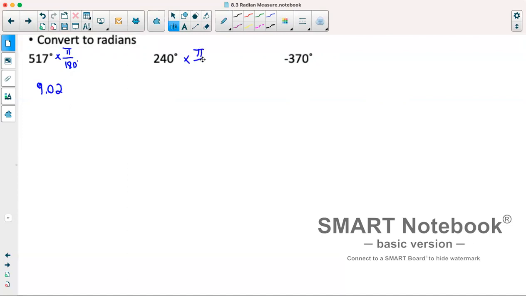240 will multiply by pi and divide by 180. And with numbers like this, where it looks like we can reduce to lower terms, we tend to reduce to lower terms instead of changing to decimals. So that'd be 4 pi over 3 radians. Same as this one, multiply by pi, divide by 180. So that'd give us 37 pi over 18, and that's negative.